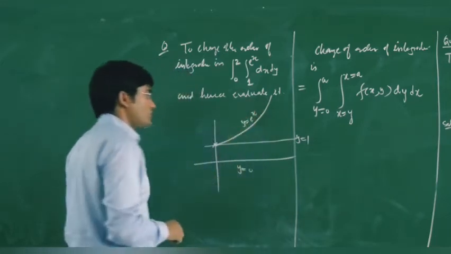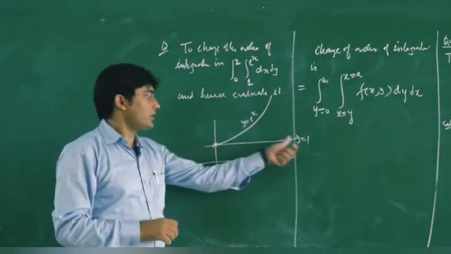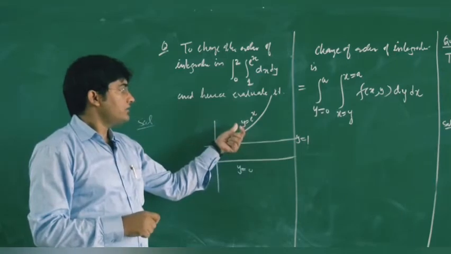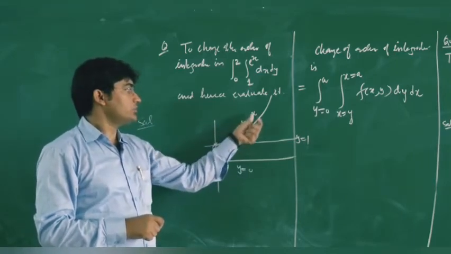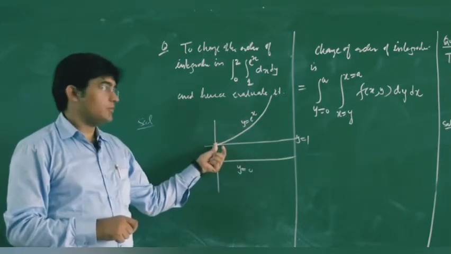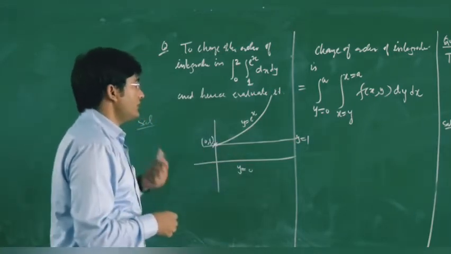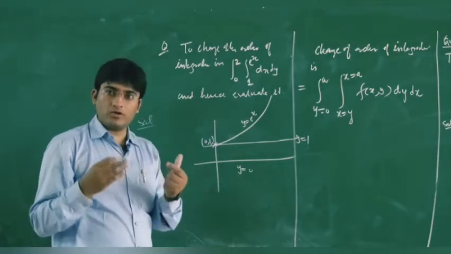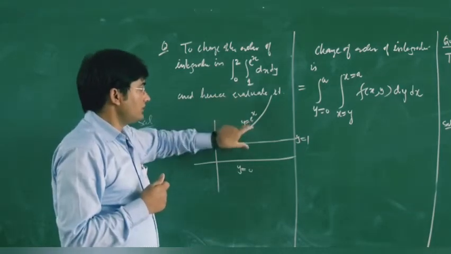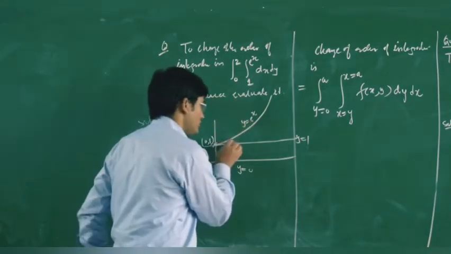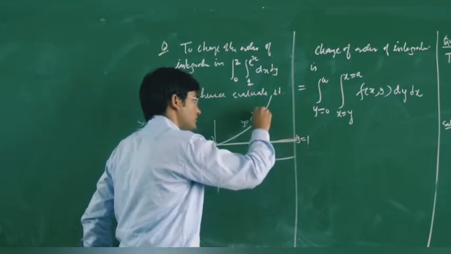So this is your e to the power x, and the intersection of y equal to 1 and y equal to e to the power x will give you (0, 1). Now let us find out the boundaries. These are the limits of y. So we have the region between this line and this curve.